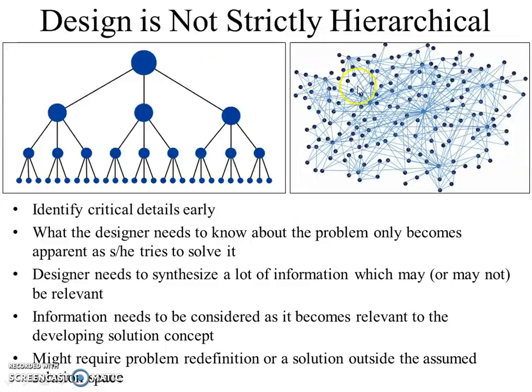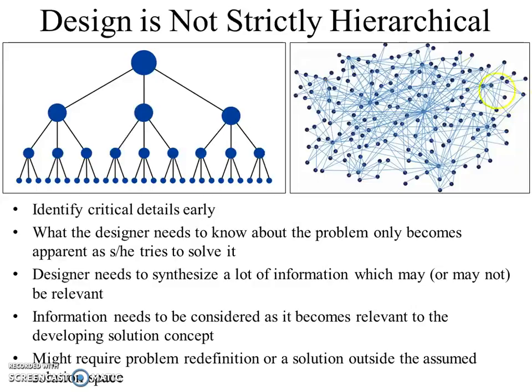Here on the right-hand side is a non-hierarchical web where you can see a bunch of nodes distributed essentially randomly through the space. Some are close together, some are far apart, some are connected, some are not, and that's representative of a non-hierarchical solution space and associated design process.